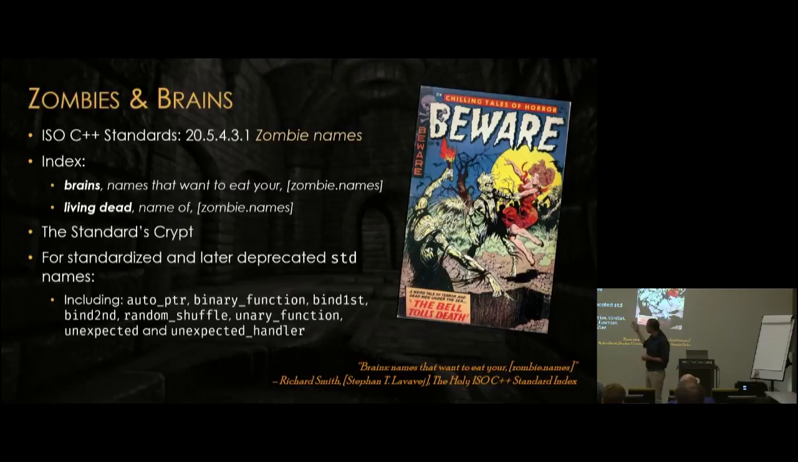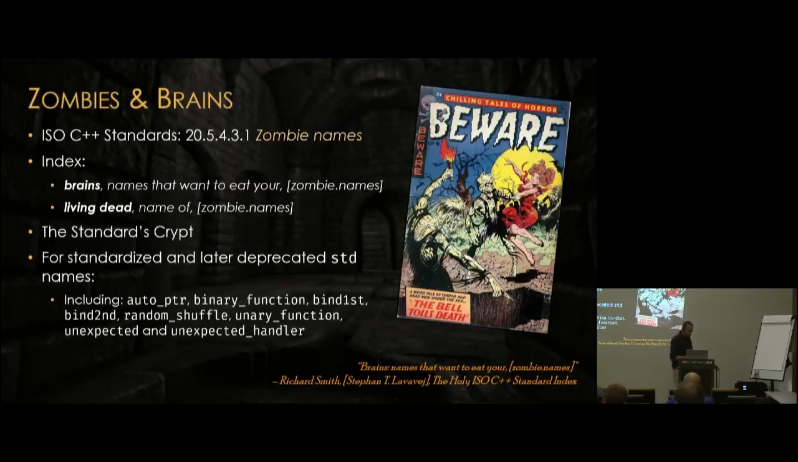And in fact, this refers to what I call the standard crypt. It's where names from the standard go to die or go to be buried, but they're actually zombies, because if you're maintaining legacy code, then I pity you, but you still have to handle auto_ptr maybe, and binary function, bind first. I just put a small list of some of these things that you'll find there. But I think that's really cool that people on the committee have their own kind of humor, wry humor, I guess. And these are the zombies with brains.